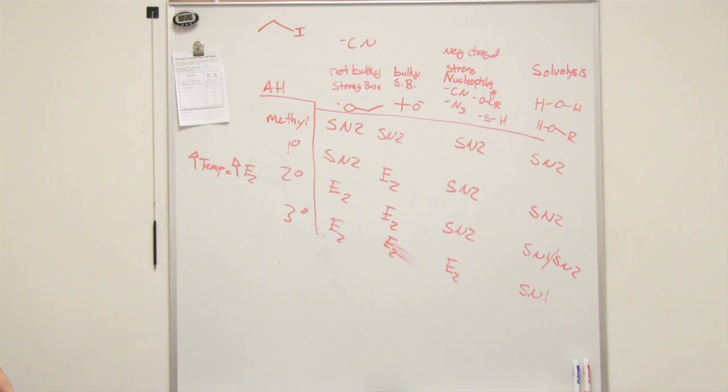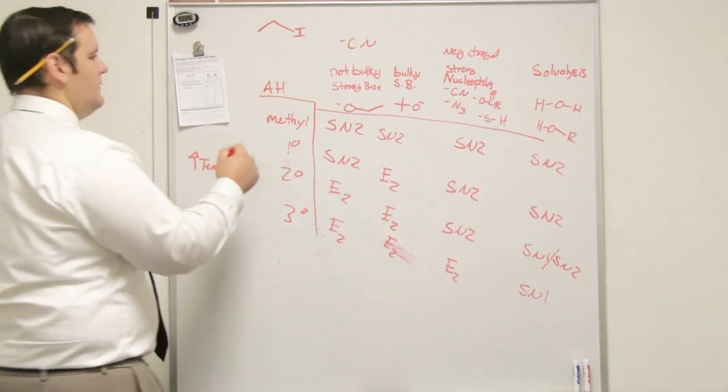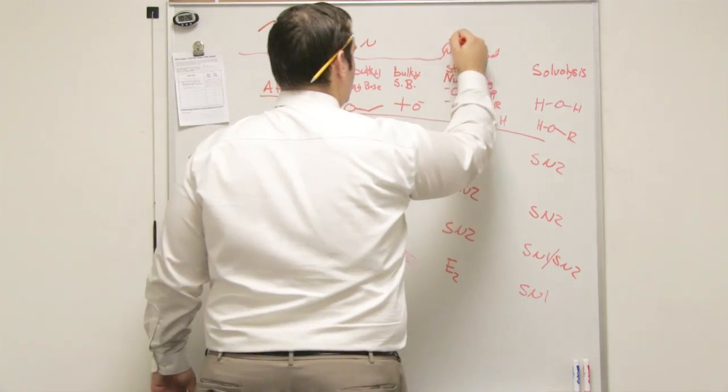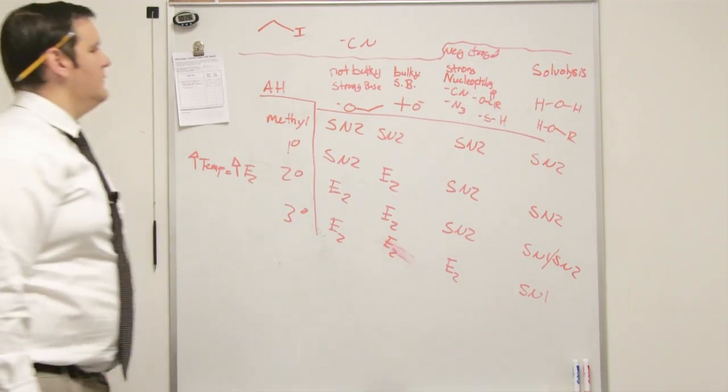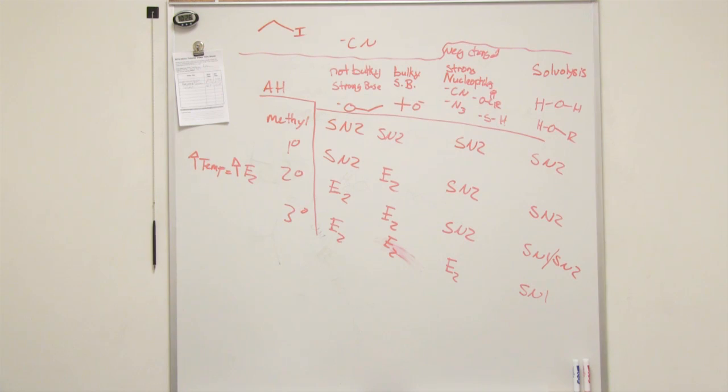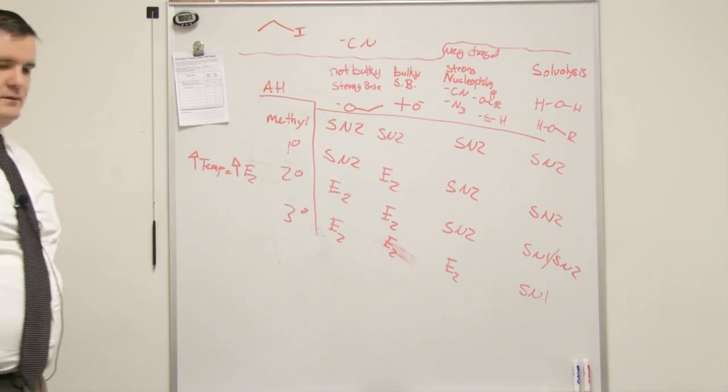Gotcha. Okay, cool. So for that top one, because it's a strong nucleophile on a primary carbon, it's going to end up being SN2. Uh-huh. And if it's SN2, what kind of solvent do we want to use? DMSO.